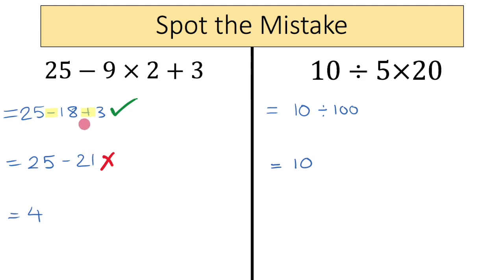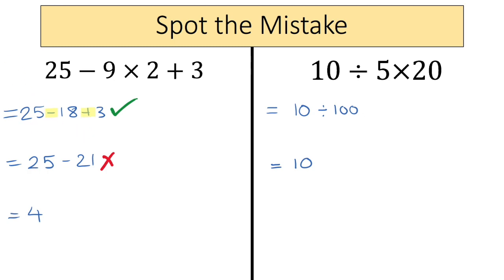Well, what they've done is they've done their addition first. They've gone 18 plus 3 is 21, and then gone 25 minus 21. But that isn't correct. You shouldn't do your addition first if you have both subtraction and addition. You need to follow that principle of working from left to right.